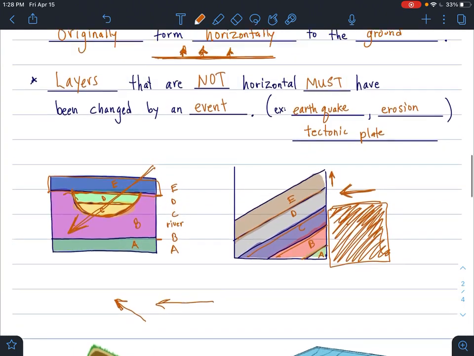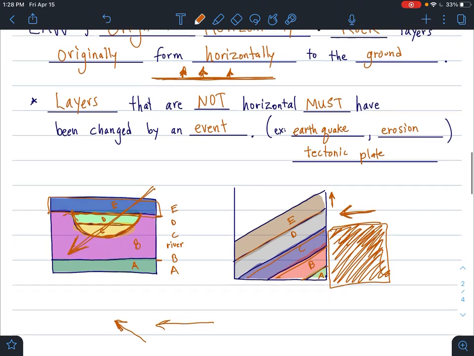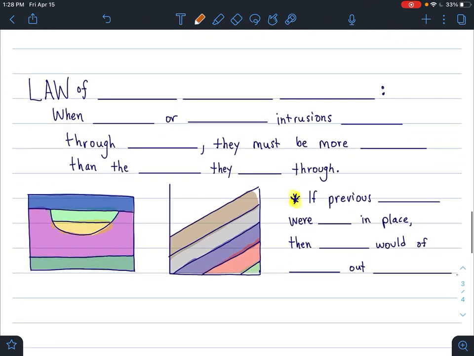So you can see how different types of events can cause different shapes underneath the Earth's surface, but we can still use the law of superposition to understand how they all stack on top of each other, knowing that we can have erosion or earthquakes or tectonic plates that can change the motion or the appearance of those layers. Now, let's take a look at what would happen if we have something coming up through the bottom, like a blob of magma or a volcano forming.